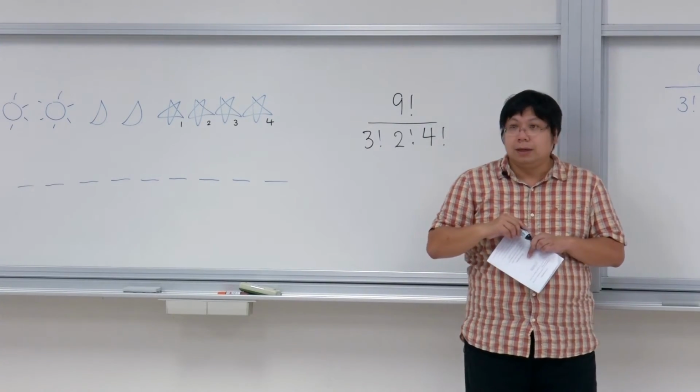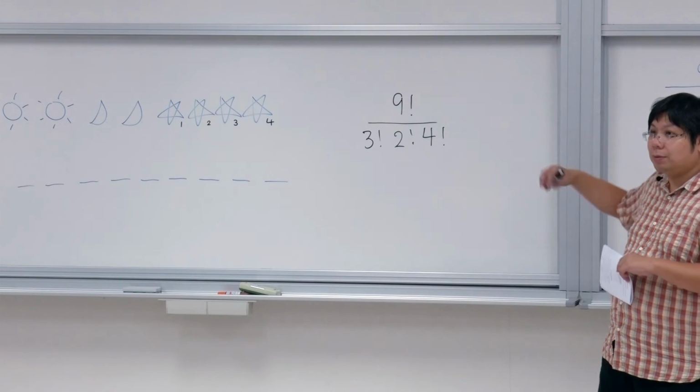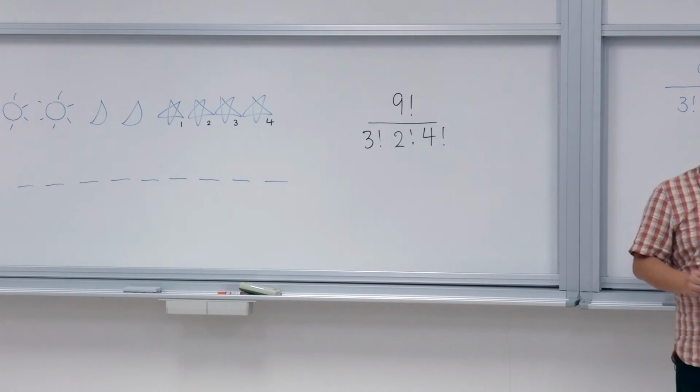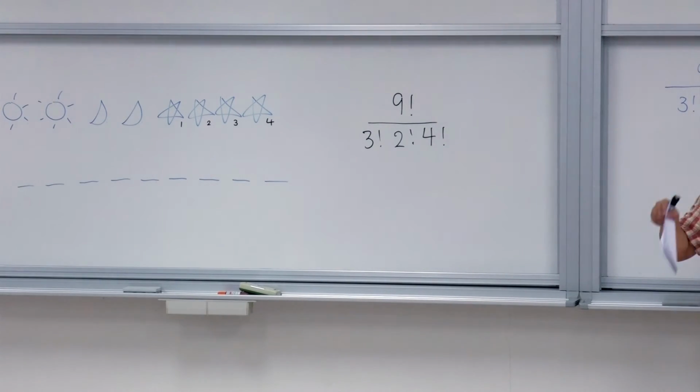Is that okay? So this is another way to see why this is true. And for this one, we are using the quotient, the group idea. We group things together. We need to make sure that each group has the same number of items, and then we ask how many groups there are. Is that okay? Good.